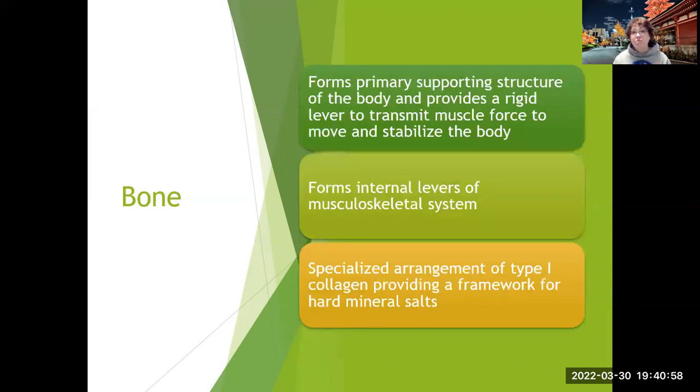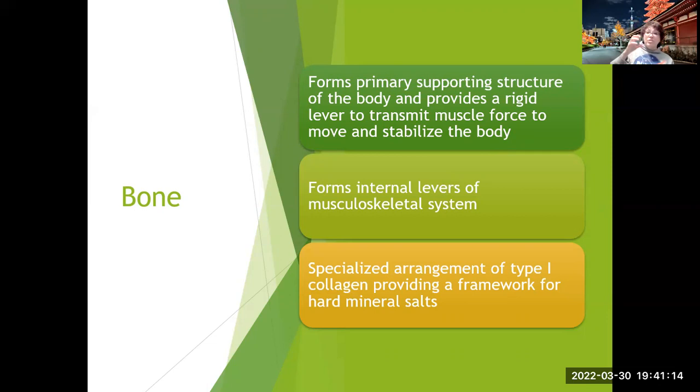Bone, of course, forms the primary supporting structure of the body and provides a rigid lever to transmit muscle force to move and stabilize the body. Bone forms the internal levers of the musculoskeletal system.